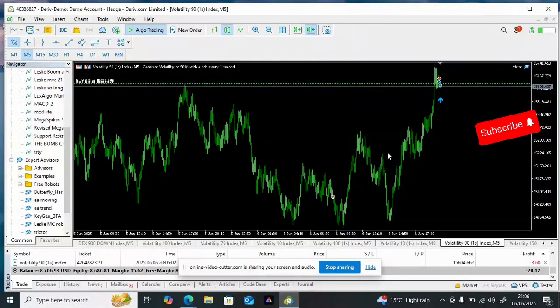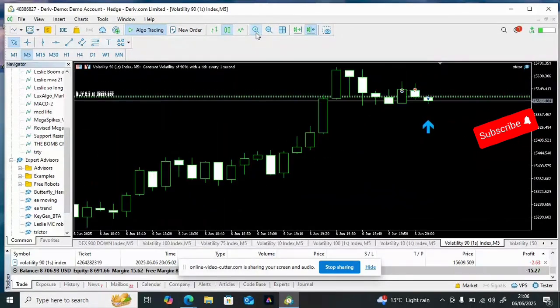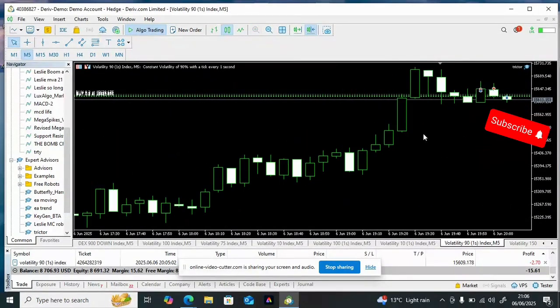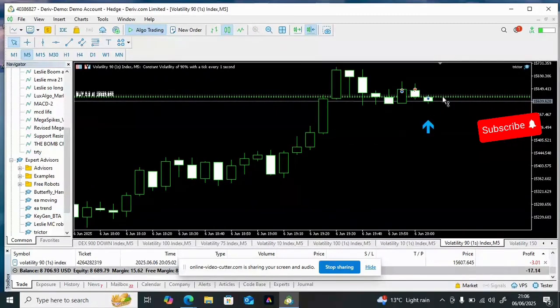So guys, we'll be talking about this system. It actually opened a position here. As you can see, the arrow shows up and then it opens the trade. All right, it opens the trades.